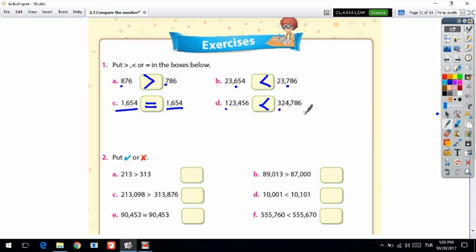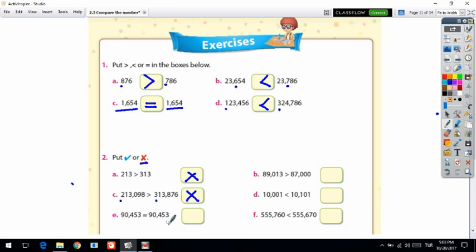Next question. Let's put tick or cross. If it's correct, you put a tick, and if it's incorrect, you put a cross. Next one, 213,000 is bigger than 313,000. Is it correct? No, because 2 is smaller than 3. Then 213,000 and 313,000. We know that 200 thousand is smaller than 300 thousand, but its writing says bigger than, so it's a cross. Next one, first let's compare the digits.